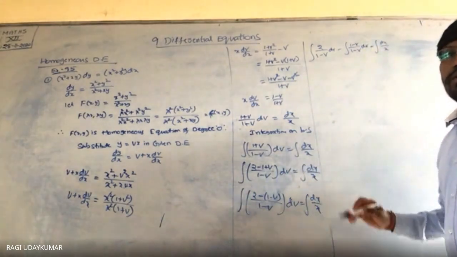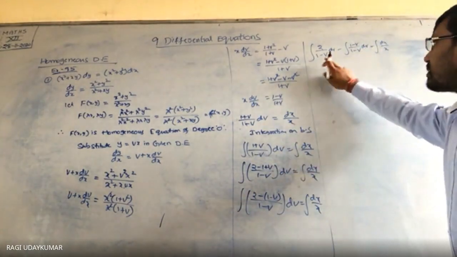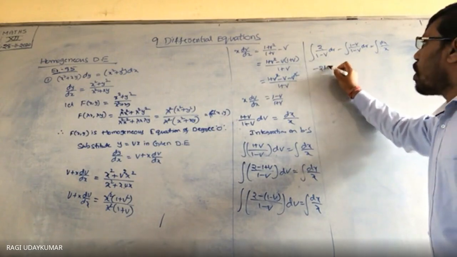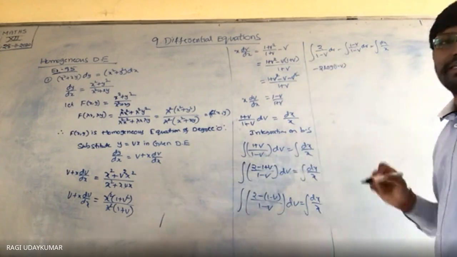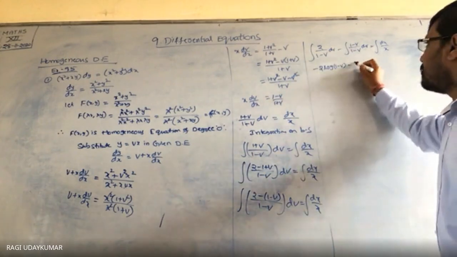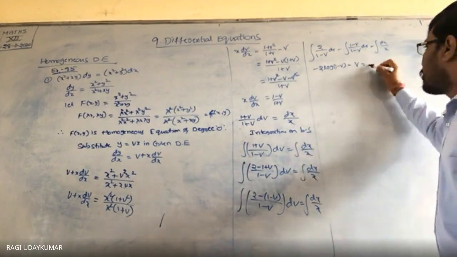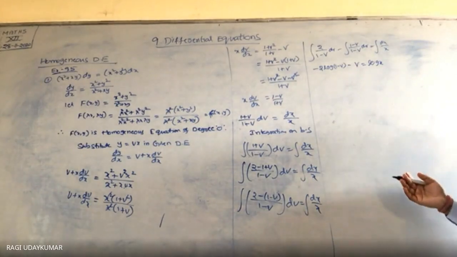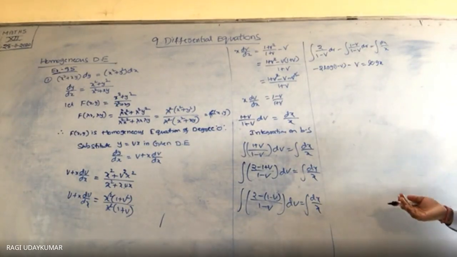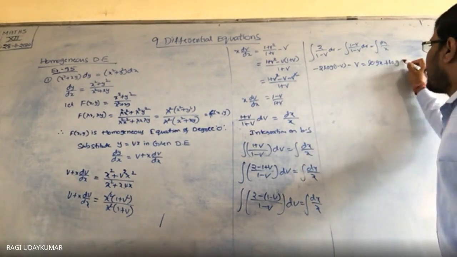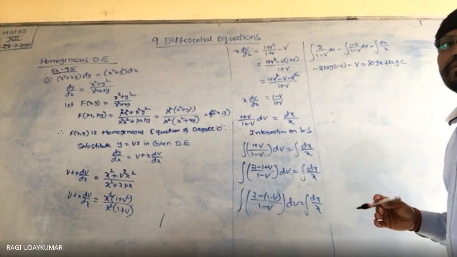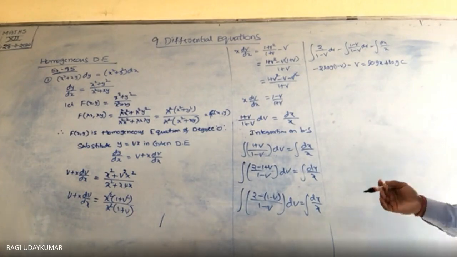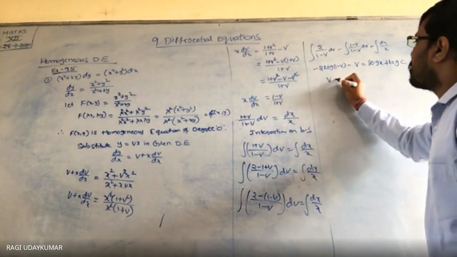This is, so this is minus 2 log (1 minus v), because the minus is there, minus v is equal to log x. The constant should be taken into consideration, so let us take that constant as plus log c, because everything is in the form of logarithms. It is in logarithm form, isn't it? So we can write it by simplification only.